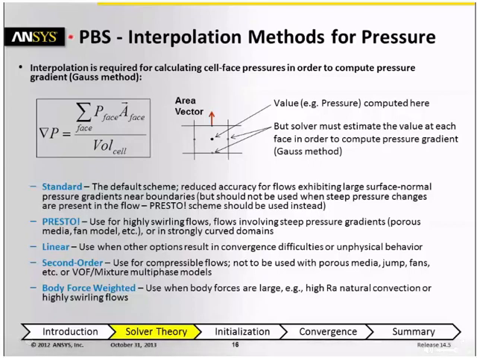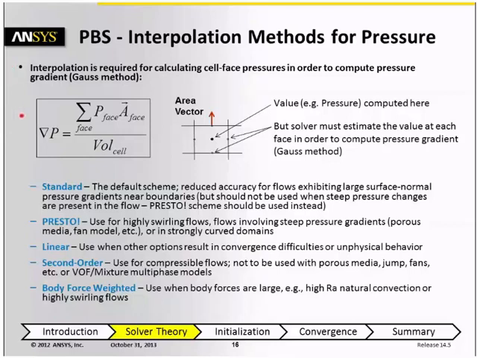Next we will talk about discretization methods, starting with the pressure gradient term in the momentum equation. Discretization refers to the method used to interpolate solution variables from the cell centroids, where they're calculated, to the cell faces, where values are needed in order to compute fluxes and gradients.